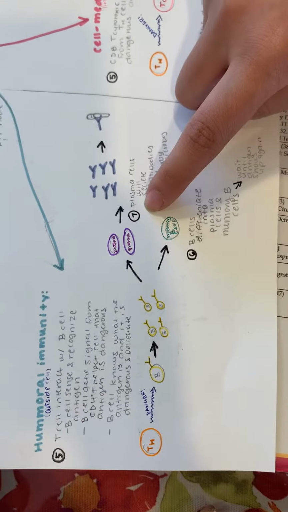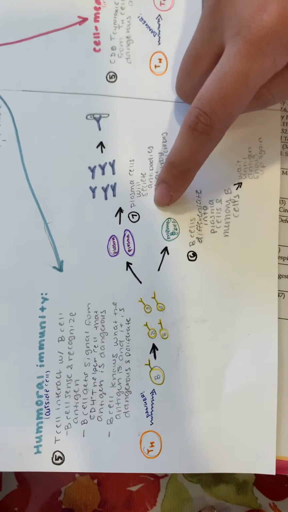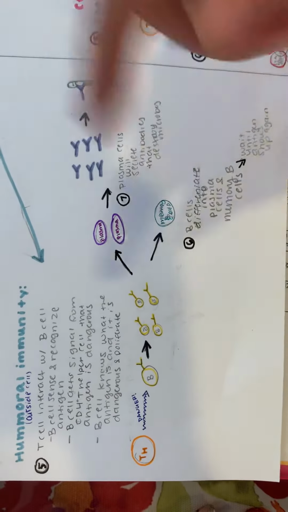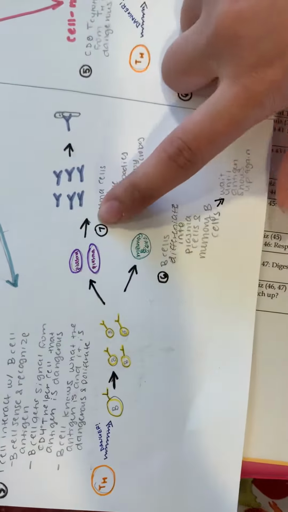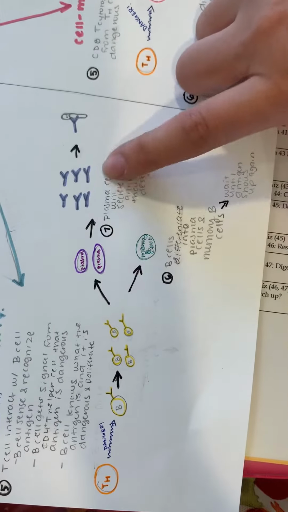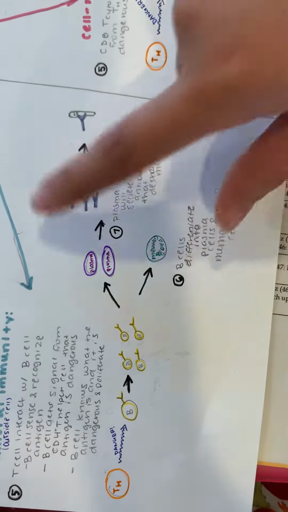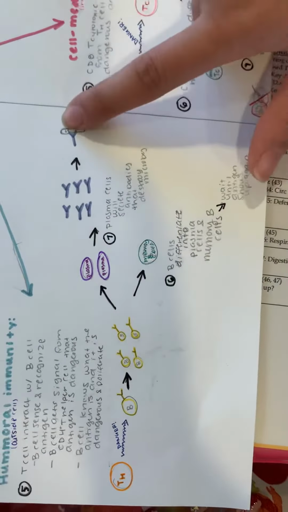So memory B cells will stay in the body until the antigen shows up again and then kill the antigen. And then the plasma cells will secrete antibodies that destroy the microbe. And these are the antibodies, and this is the microbe.